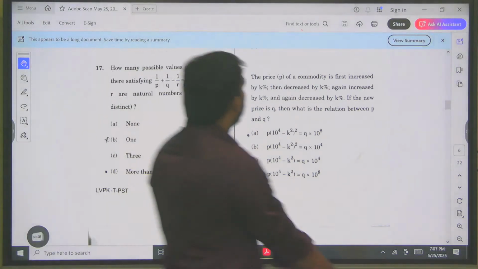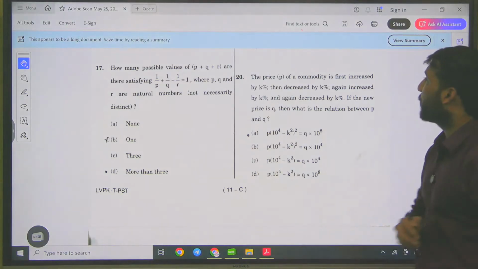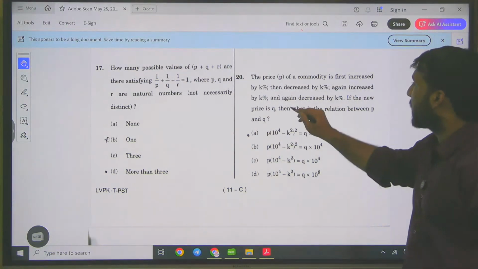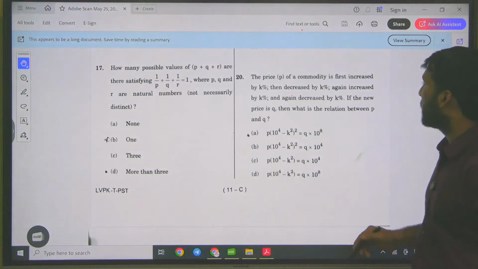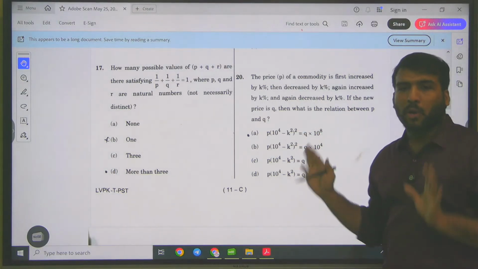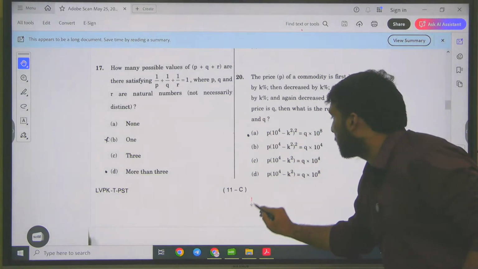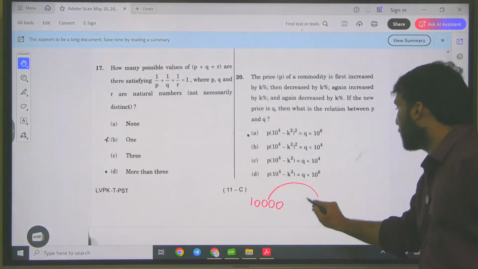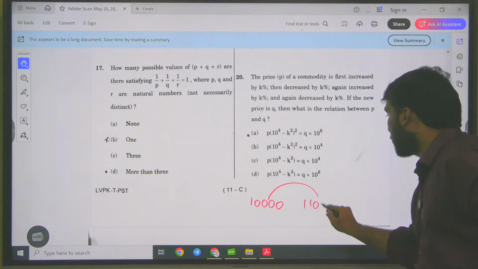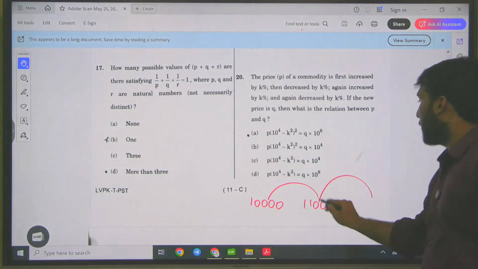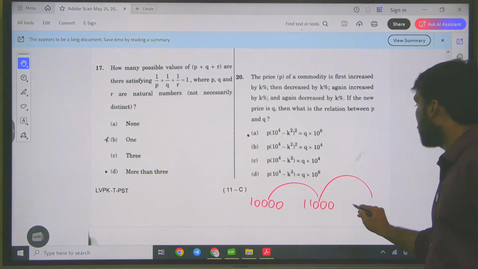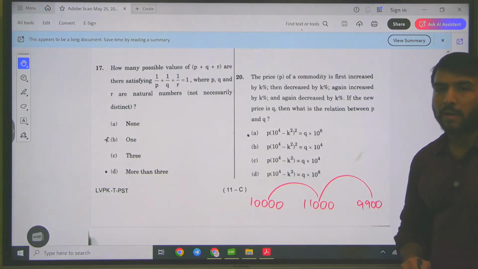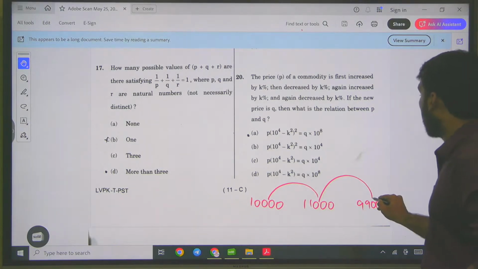And this is one of the funny questions. The price of a commodity P first increased by K%, then decreased by K%, again increased by K%, and then again decreased by K%. Simple logic. If I am taking 10,000, a 10% increase, how much? 11,000. A 10% decrease, how much? 9,900. Okay. Next, again what is it saying?